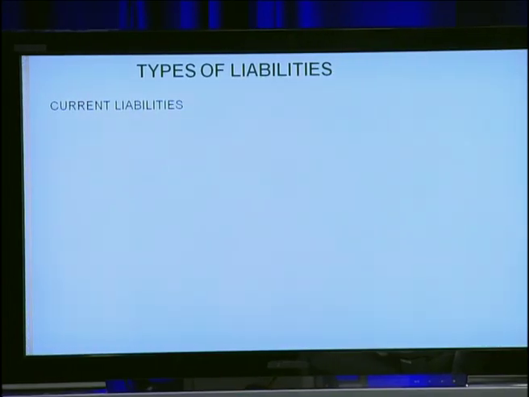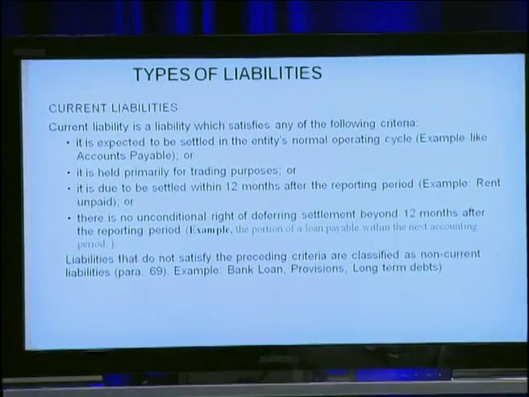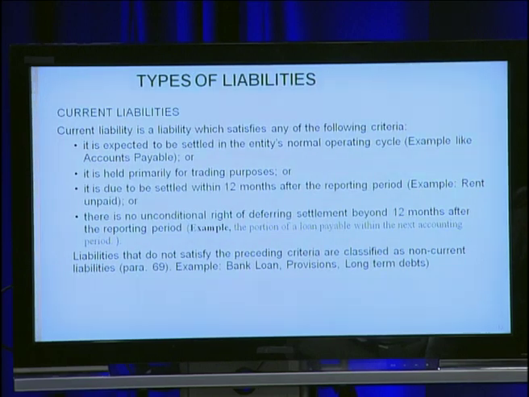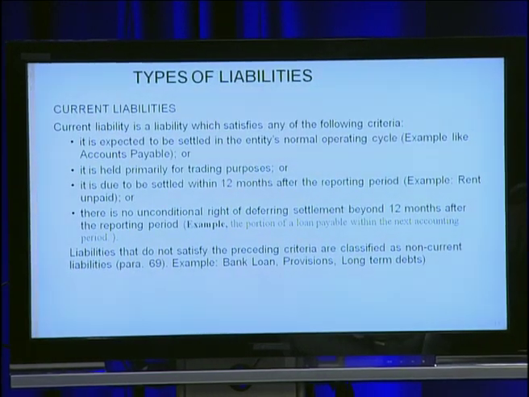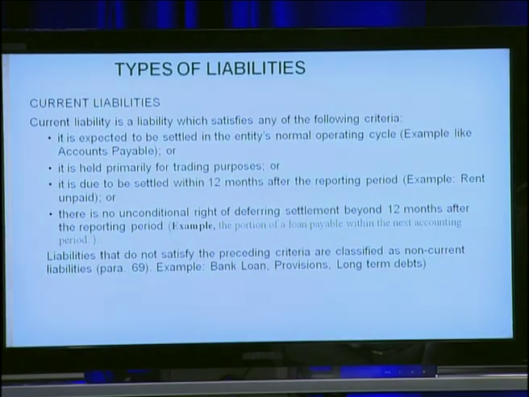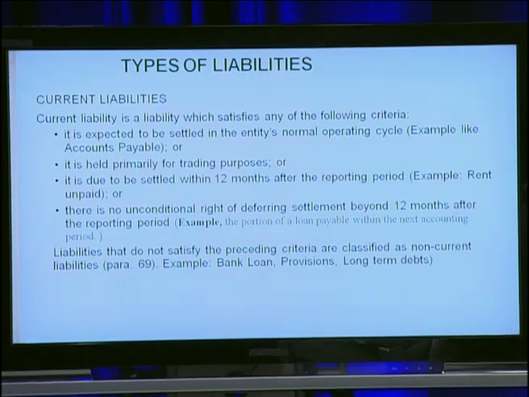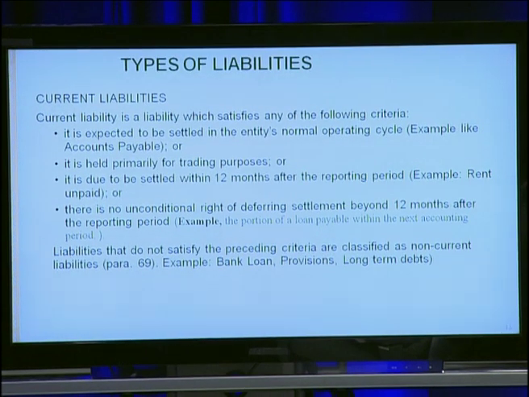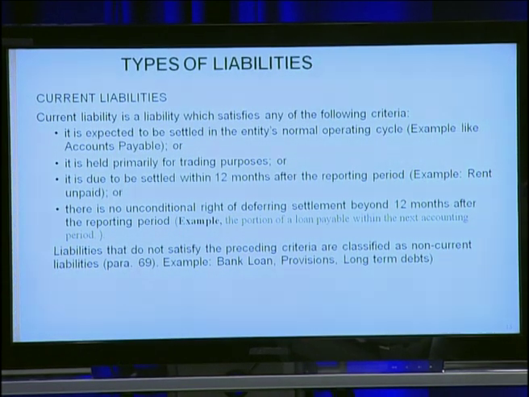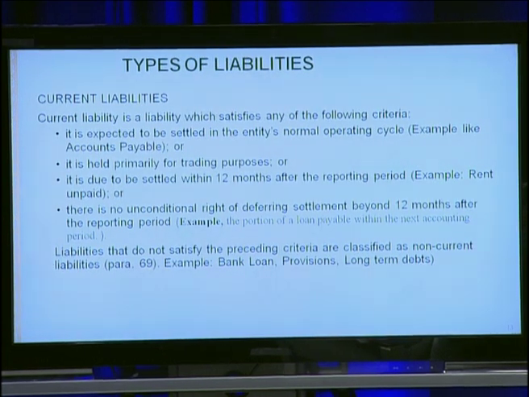Now let us look at the types of liabilities. The first we have is current liabilities. Current liabilities is a liability which satisfies any of the following criteria. It is expected to be settled in an entity's normal operating cycle. Example, accounts payable. With regard to the operating cycle, I have already taken you through it. Hope you are aware of the accounting cycle.